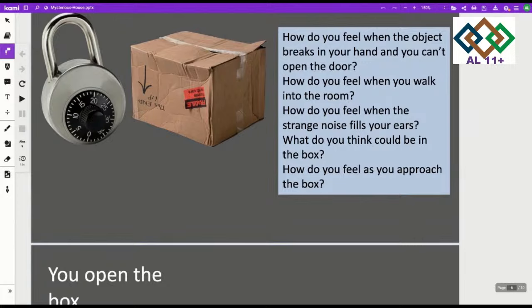What do you think could be in the box? How do you feel as you approach the box? So you find this box here. So how do you approach the box? The box might have something, you must be thinking.